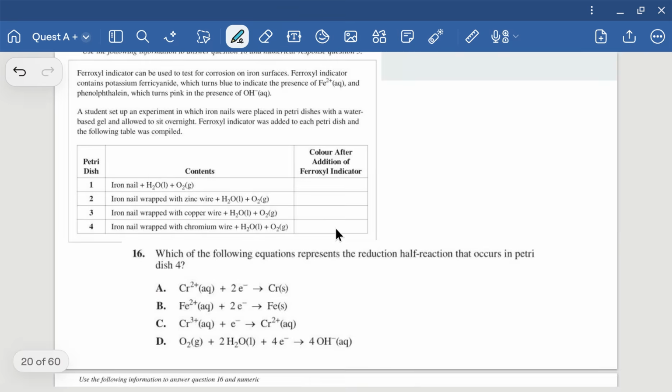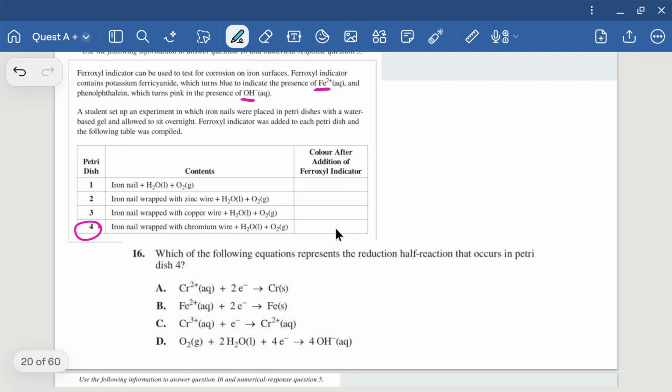Okay. This one we have some information about an indicator that is commonly tested. It turns blue if you have Fe2+, and phenolphthalein will turn pink if you have OH-. So we're using two indicators. We had a setup of an experiment, and the first question is asking what equation would represent the reduction half reaction in number 4.